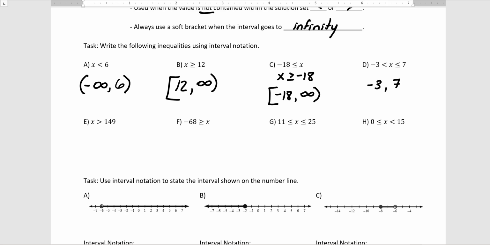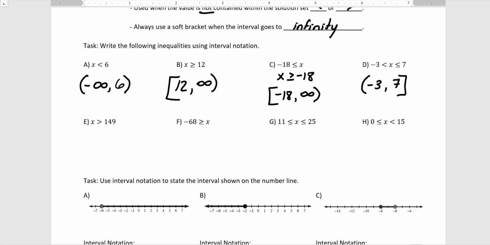Negative 3 is strictly less than x, so x has to be greater than negative 3, but it can't equal negative 3. Which bracket communicates that? A soft bracket. Now x also has to be less than or equal to 7. It can equal 7. Which bracket communicates that? A hard bracket. So my interval notation here would be soft bracket negative 3, comma 7 hard bracket. And that tells me that x is between negative 3 and 7. It can't equal negative 3, but it can equal 7.